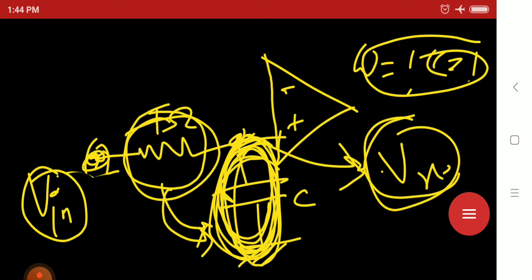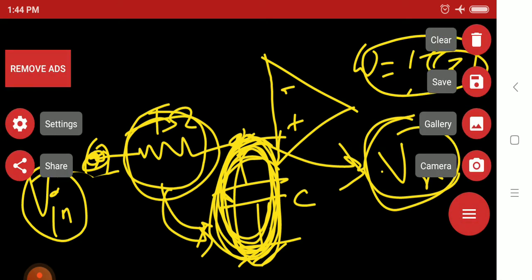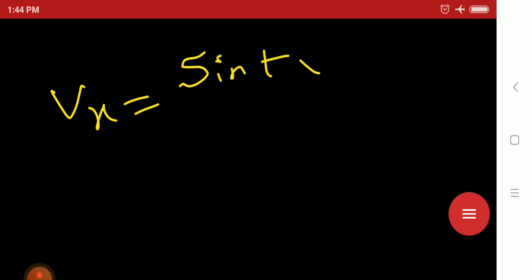Now our task is to compute Vx. So Vx equals the input voltage, sin t, into 1 by j omega c. Omega equals 1 and c equals 1 we have taken. Capacitance is 1 farad, and omega equals 1 I have taken for calculation.